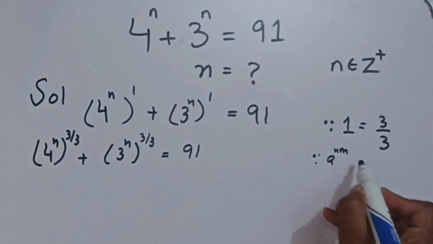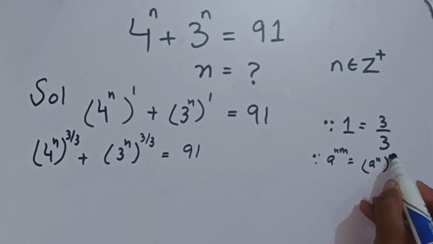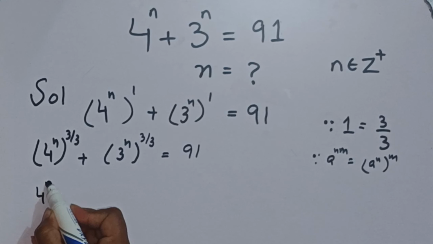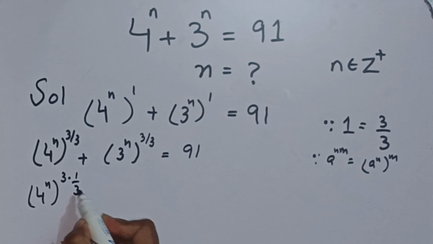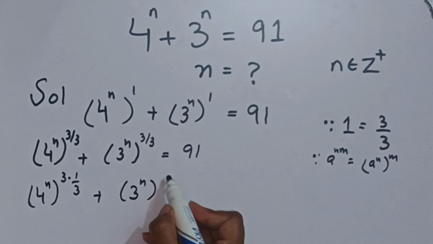Here we use the exponent identity, which is a raised to the power product of n and m. We write this as a raised to the power n whole raised to the power m. So according to this identity, first of all we split this 3 over 3. We can write this as 3 multiply 1 over 3, and we copy the remaining values.